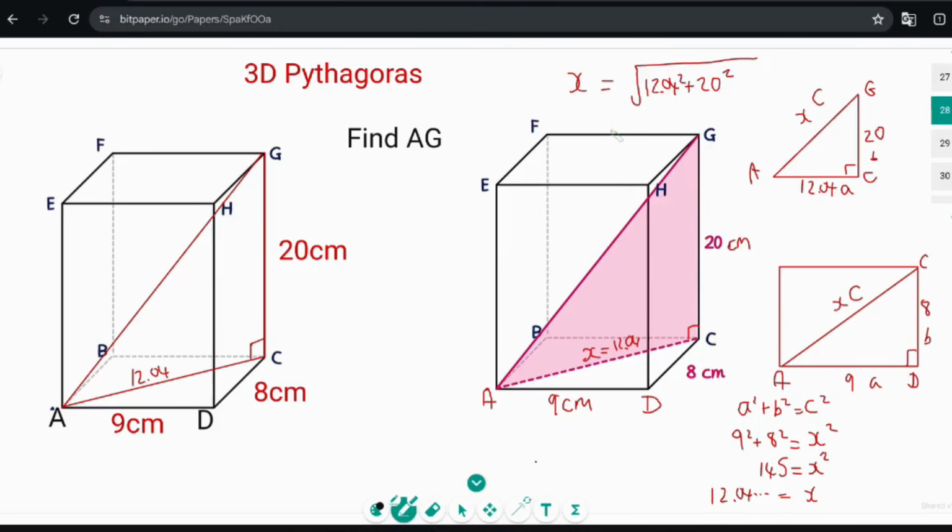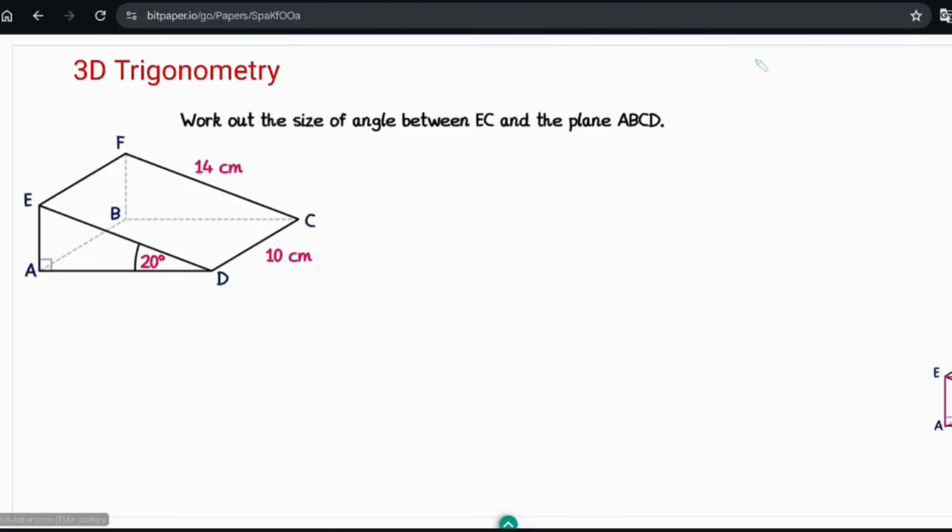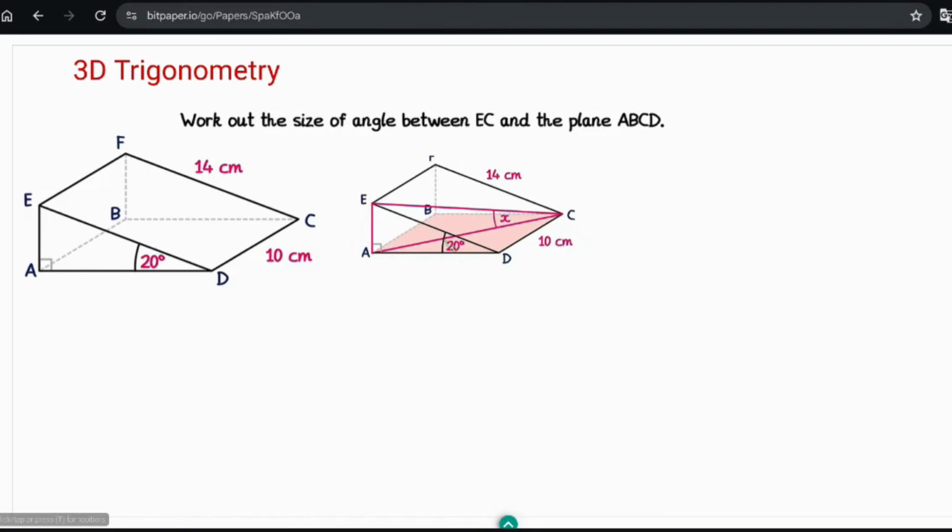So x is 23.3 centimetres to 1 decimal place. Let's have a look at this second example, and then you can have a look at some questions yourself. So work out the size of angle between EC and the plane ABCD. So the plane ABCD is actually the rectangle at the bottom of this triangular prism. A plane just means a flat surface.